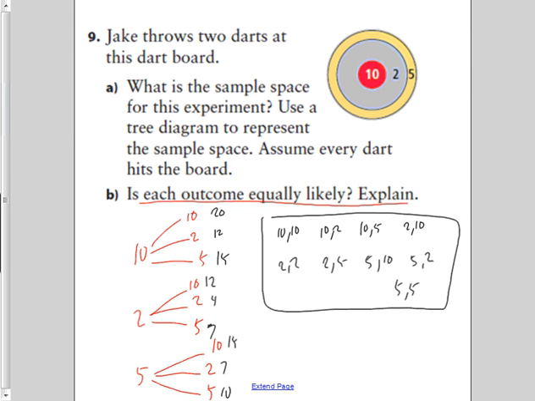What would be an interesting area question if I actually told you what the radius was and told you this distance, and this distance.